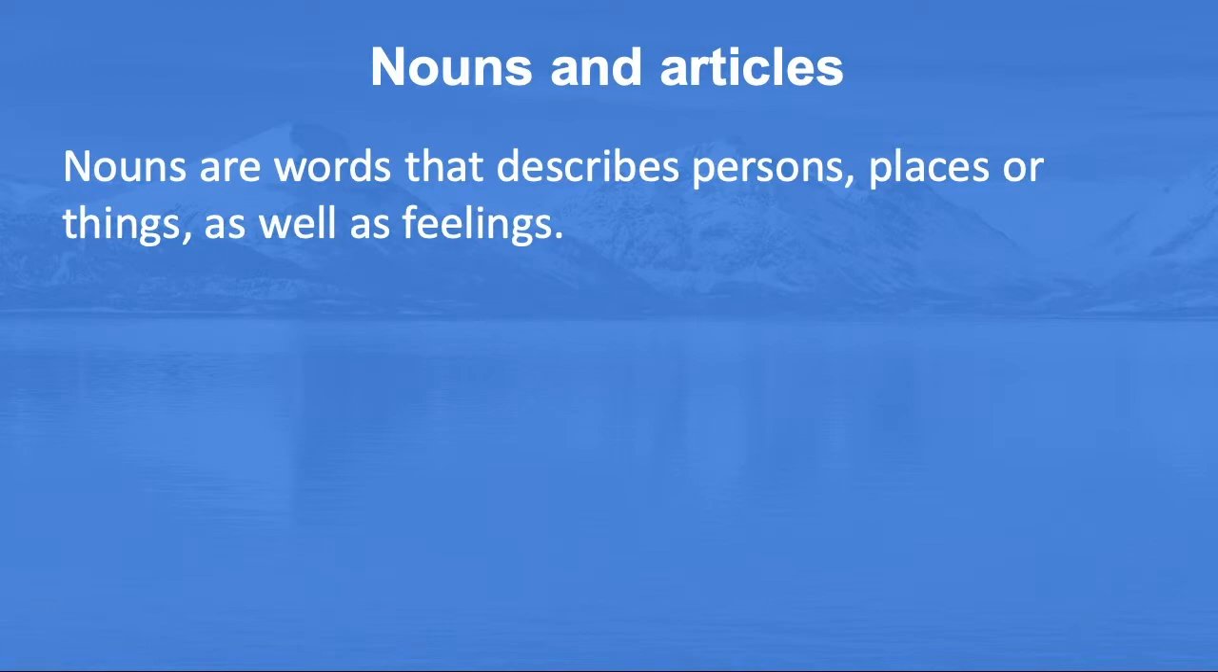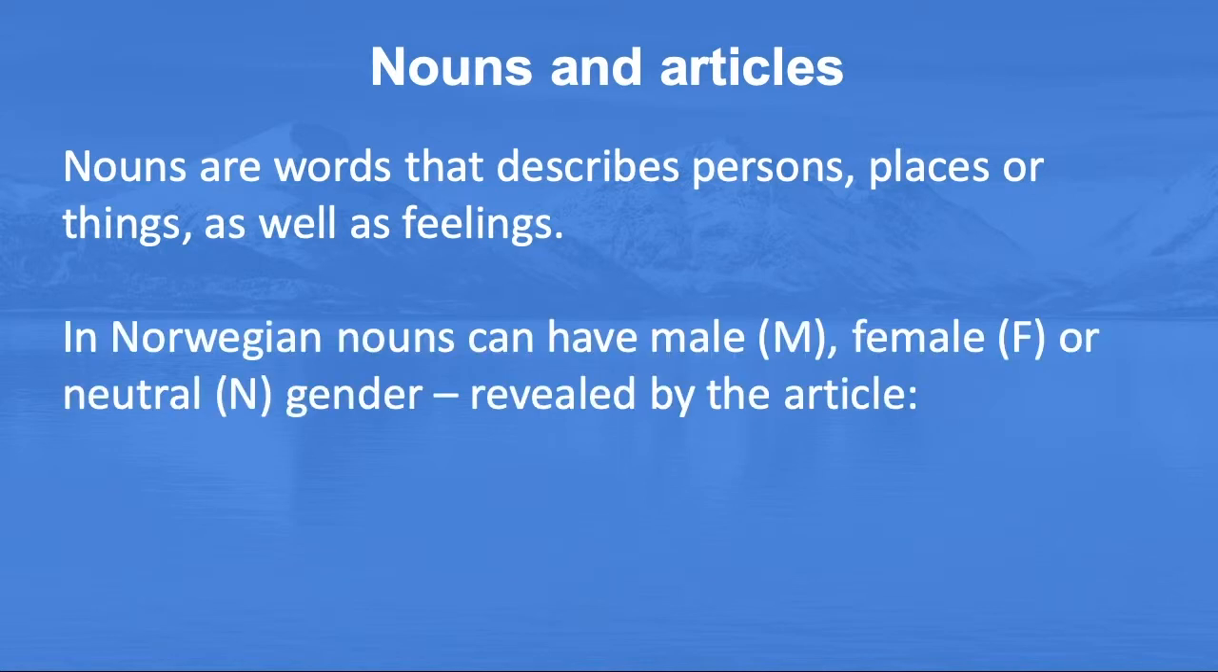Nouns are words that describe persons, places, things, as well as feelings. In Norwegian, nouns can have male, female, or neutral gender, revealed by the article. So let's look at the three examples.